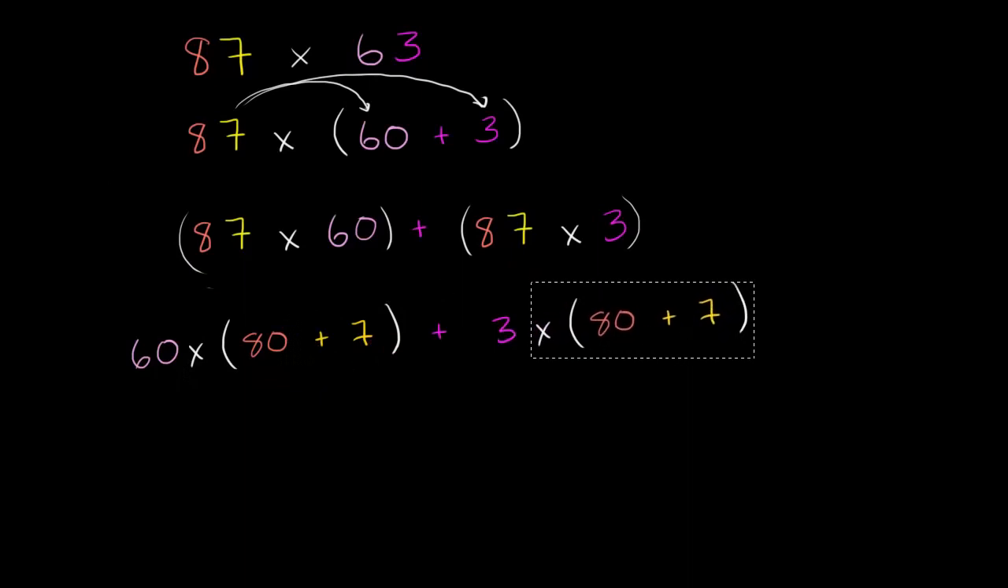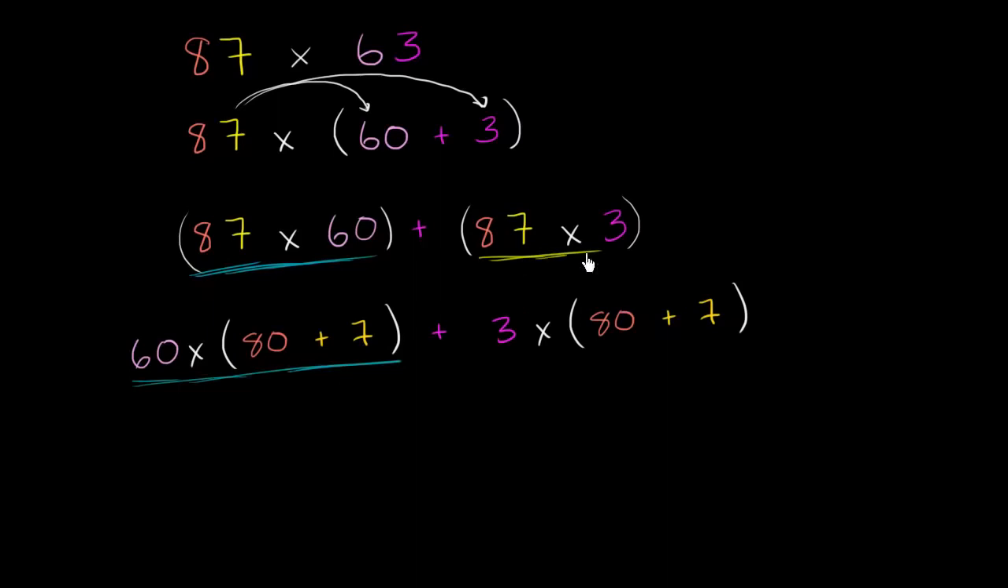So all I did, just to be clear, is this: 87 times 60 is the same thing as 60 times 87, which is the same thing as 60 times 80 plus 7. And 87 times 3 is the same thing as 3 times 87, which is the same thing as 3 times 80 plus 7. But look, we can distribute again. We can distribute the 60 times 80 plus 7.